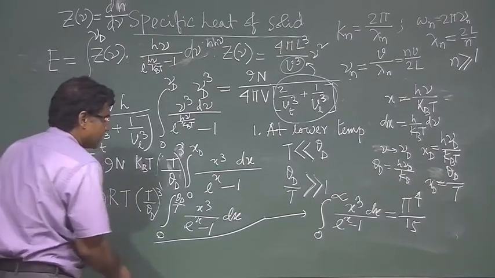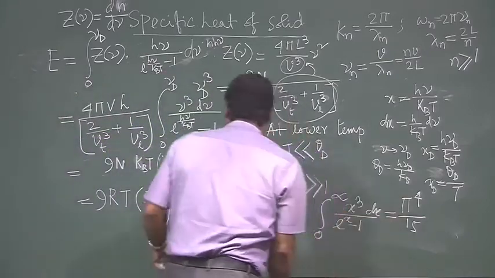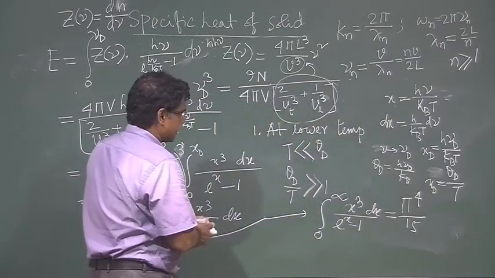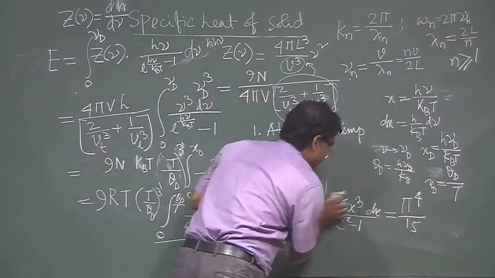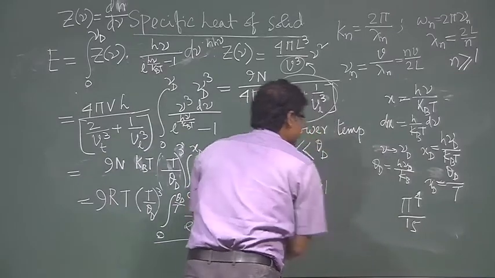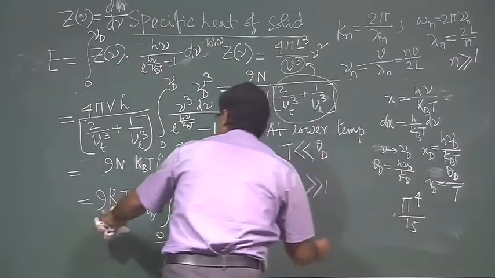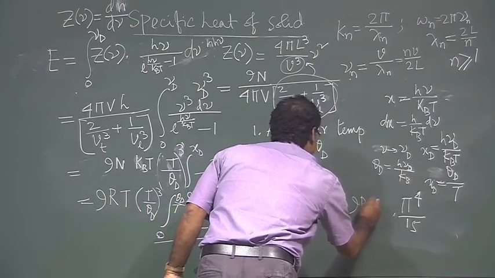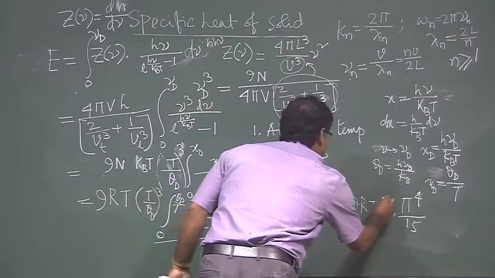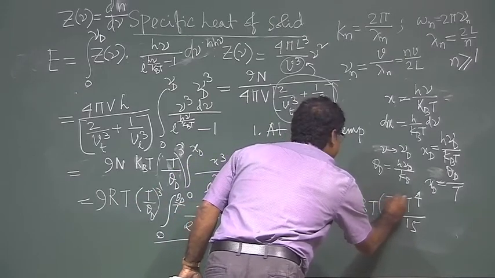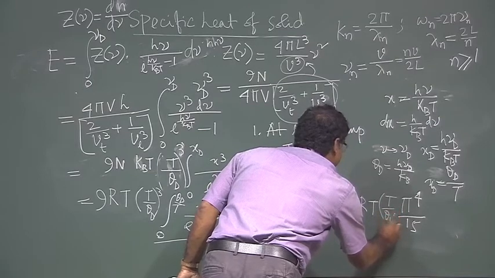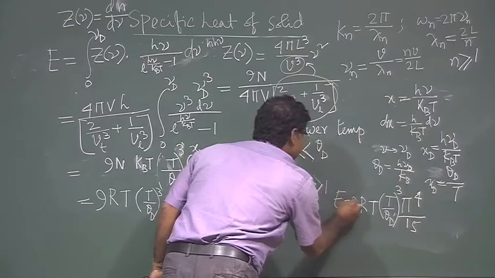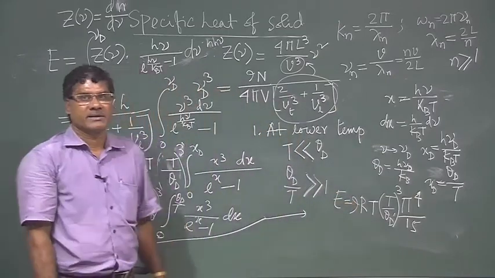So what am I getting? Basically the integration gives this value. So my total energy E in this case, the integration part gives this value, and then I have 9 R T, and then T by theta D cubed, into this. So that is the total energy at very low temperature.